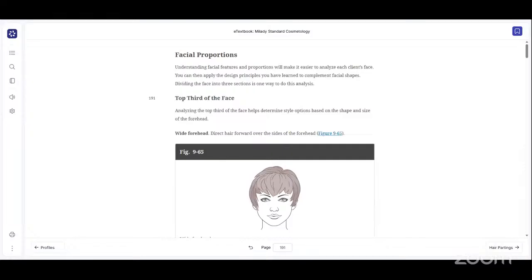So let's pick up on page 191, facial proportions. Although we talk about hairstyling, it's also you analyzing the facial shape and some of the facial features, whether we're in zone 1, zone 2, zone 3, minimizing those things that our client feels they don't want to come to the forefront, and also enhancing those things.